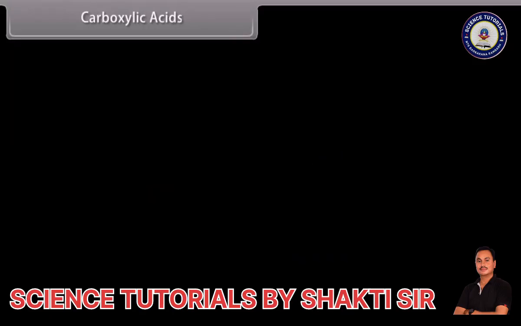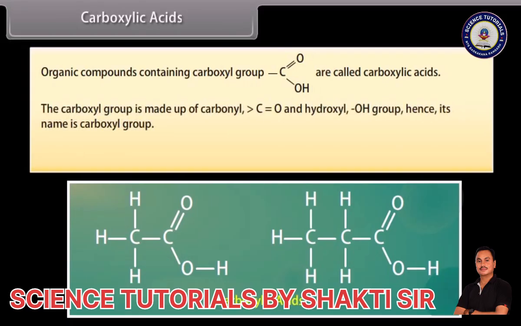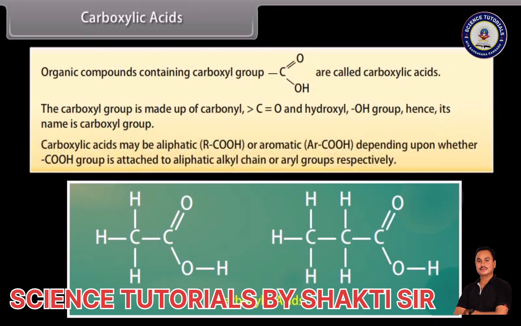Carboxylic acids. Organic compounds containing the carboxyl group are called carboxylic acids. The carboxyl group is made up of a carbonyl and a hydroxyl group, hence its name carboxyl group. Carboxylic acids may be aliphatic or aromatic, depending upon whether the carboxyl group is attached to an aliphatic alkyl chain or aryl groups respectively.